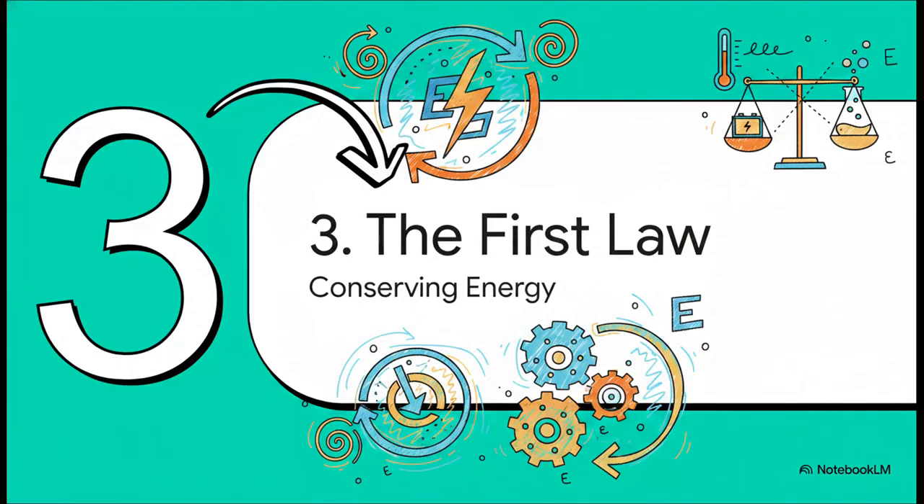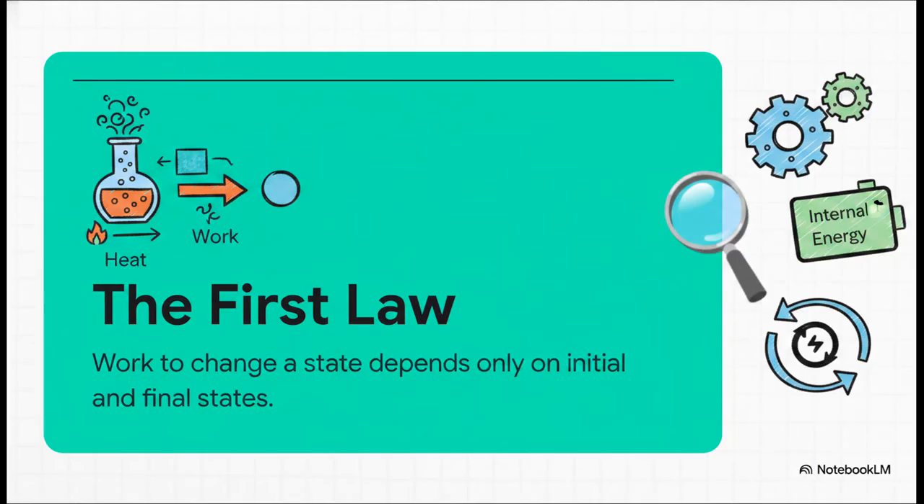Section 3, the first law, conserving energy. All right, so with temperature officially defined, we can shift our focus to the total amount of energy packed inside a system. Enter the first law. This rule dictates that the amount of work required to change the state of an isolated system depends only on its initial and final states. It totally doesn't matter how it got there. And this gives us two absolutely crucial concepts: internal energy and heat. The big takeaway: energy cannot be created out of thin air, and it definitely cannot be destroyed. Any change requires a fixed, strictly accounted for amount of energy.